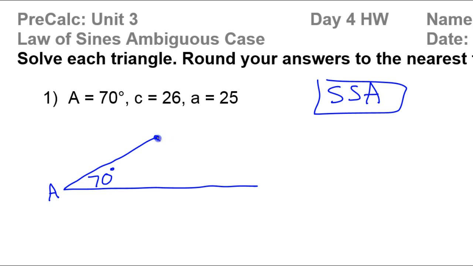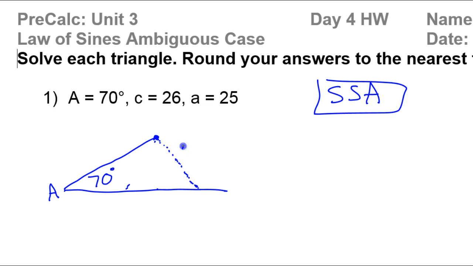So I'm going to put this as a dotted line temporarily, because we don't know if it's going to be like this, or like this, or like this. We don't know. That's why this is the ambiguous case, because there's more than one possibility. So because we don't know, that's why I'm going to put side A as a dotted line.